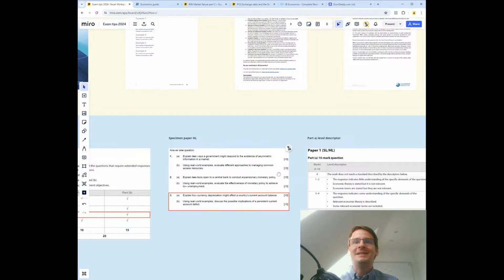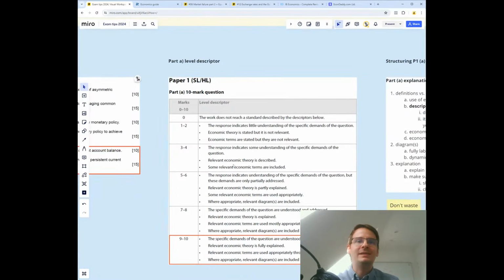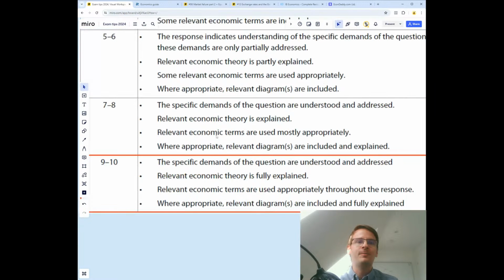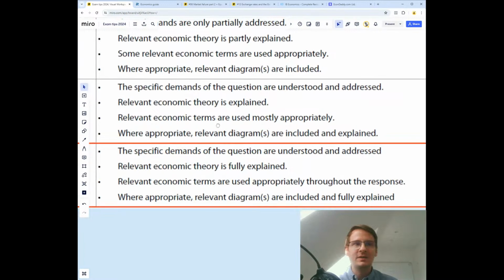Okay. Next up, looking at the part A level descriptors, obviously focusing on what to do to get the highest marks. The specific demands of the question are understood and addressed. Relevant economic theory is fully explained. Relevant economic terms are used appropriately throughout the response, and where appropriate, relevant diagrams are included and fully explained.